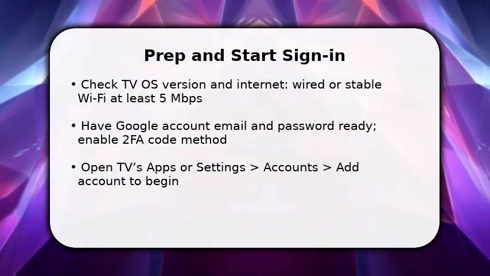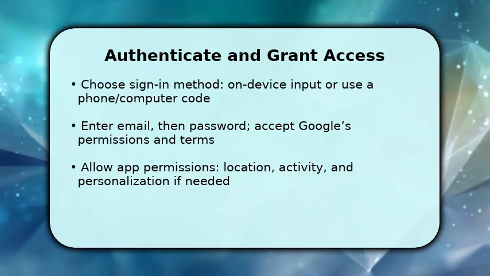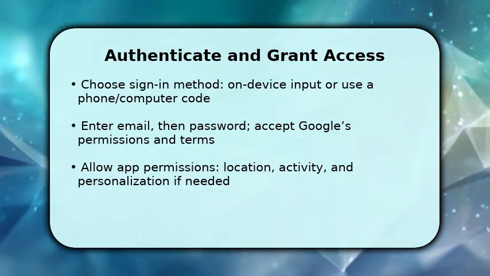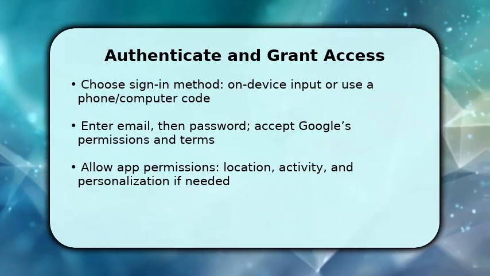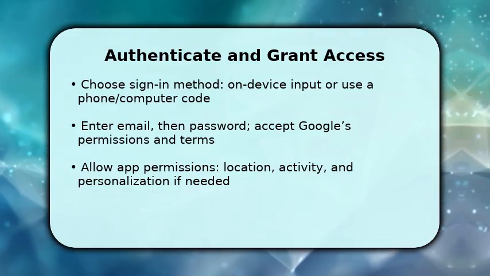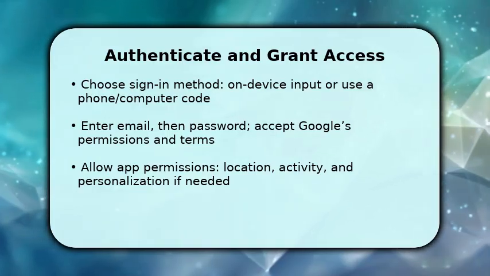If on-screen typing is slow, pick the Use Another Device option and visit the shown URL to enter the code. This speeds entry and reduces errors. Enter your email, then password, and respond to any two-factor prompts.